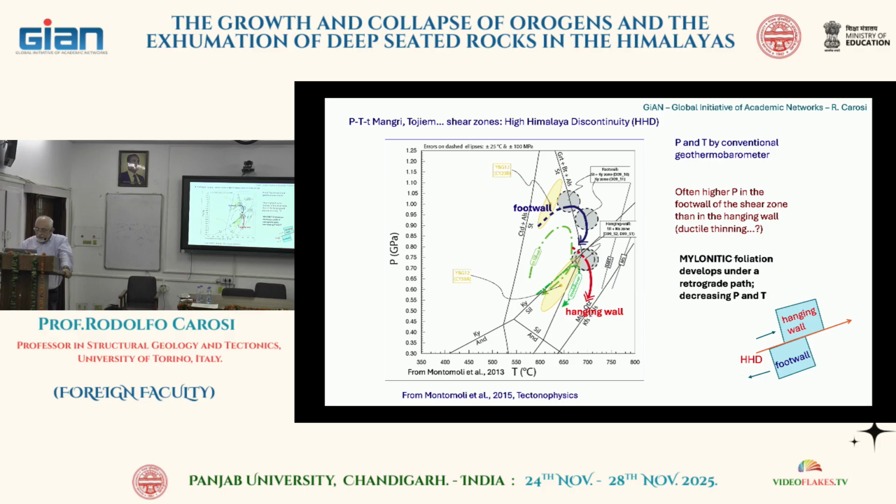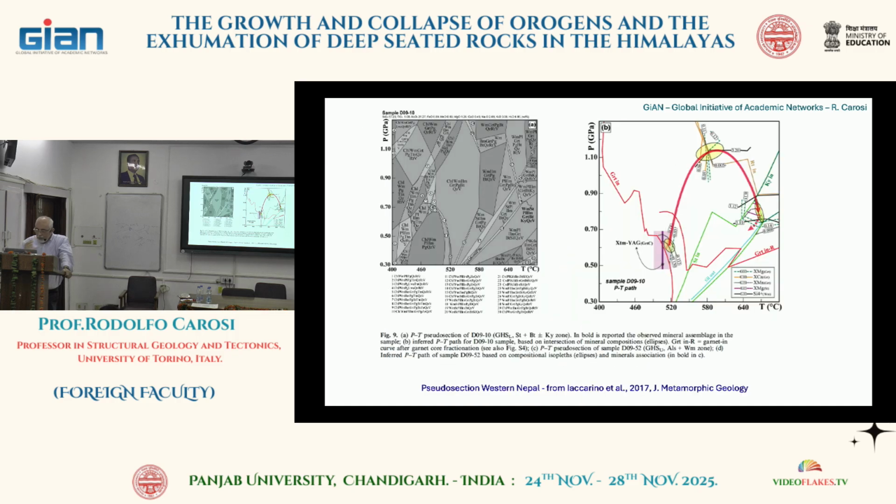And the most important thing is that the mylonitic foliation develops under this part of the path, the retrograde part of the path. So during the formation of the foliation and the movement of a shear zone, there is a decrease in pressure. So there is an exhumation of the rock. It is testified by the PT conditions detected.